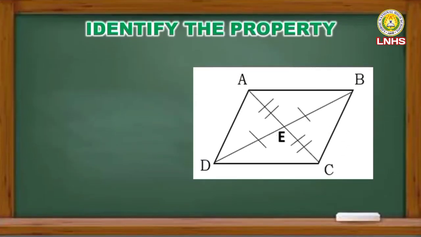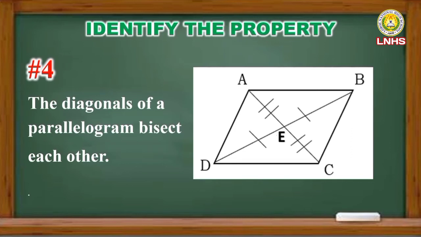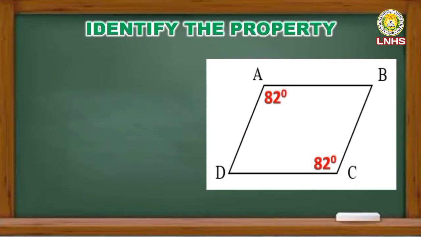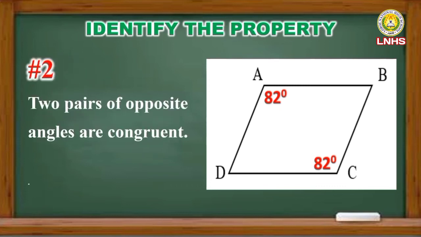Another. How about this one? We have two diagonals bisect each other. Yes, property number 4 is the correct answer. Next. How about this one? We have opposite angles are congruent. What property is this? Yes, property number 2.